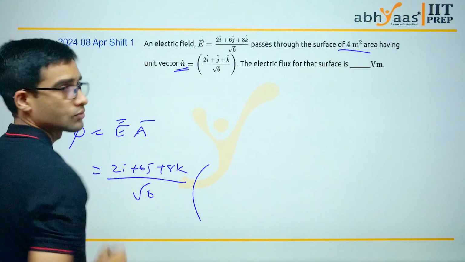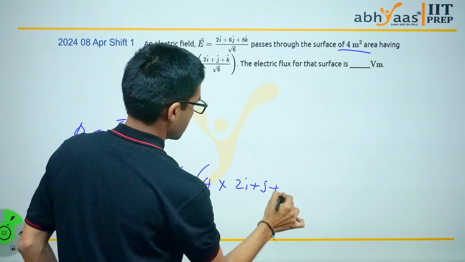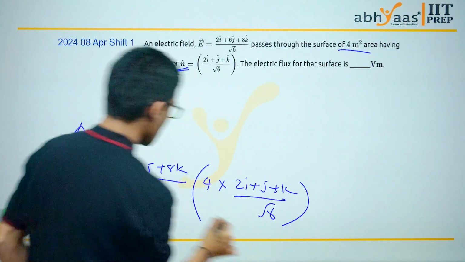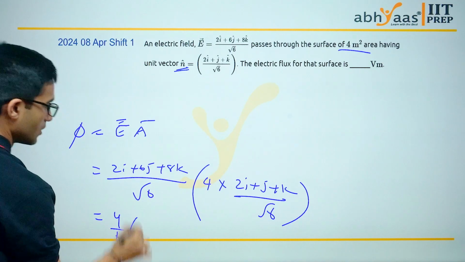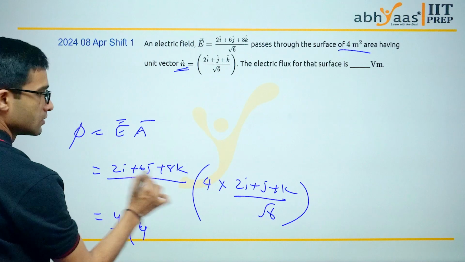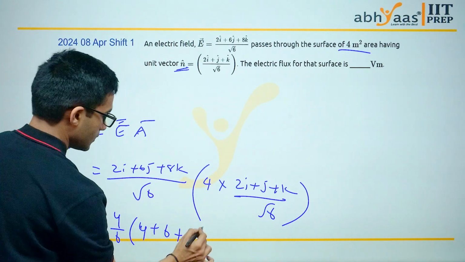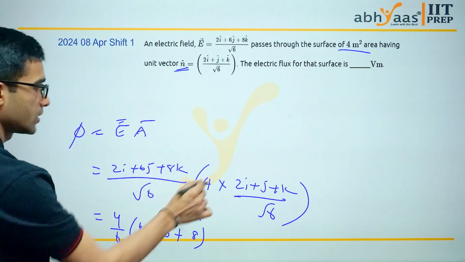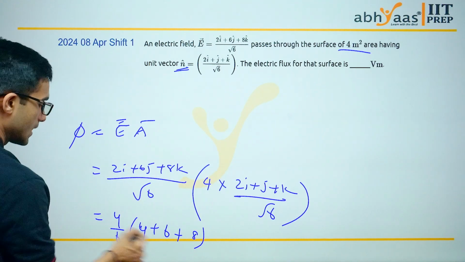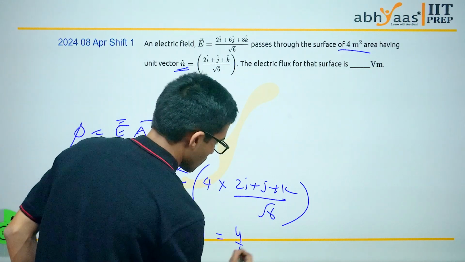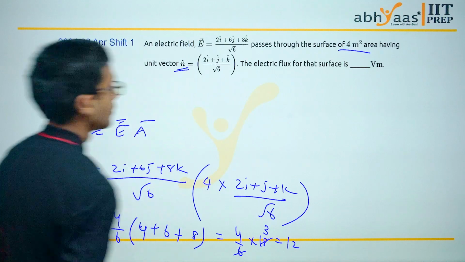You need to multiply this with the unit vector, that is 4 into (2i + j + k) by root 6. So I am taking 4 root 6 into root 6, which is 6. Here 2 into 2 is 4, 6 into 1 is 6, 8 into 1 is 8. So I dot I, J dot J, K dot K, you need to add. 4 plus 6 is 10, 18, 4 by 6 into 18. So here 6 threes, that is 12. Okay, this is the answer.